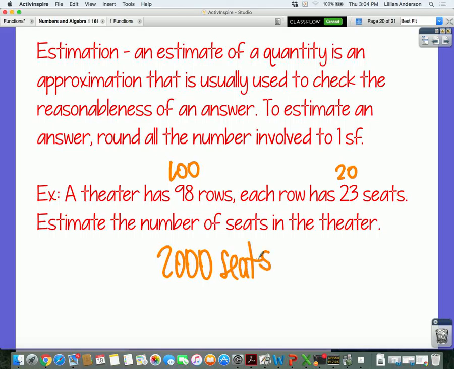You see how estimation works? You do one significant figure for your numbers, and because we're trying to figure out how many seats are in the theater, we basically multiply the rows by the number of seats. And that's how we end up getting an estimate. Okay? Let's look at this last example. Then I'll give you guys your homework and a chance to get started.